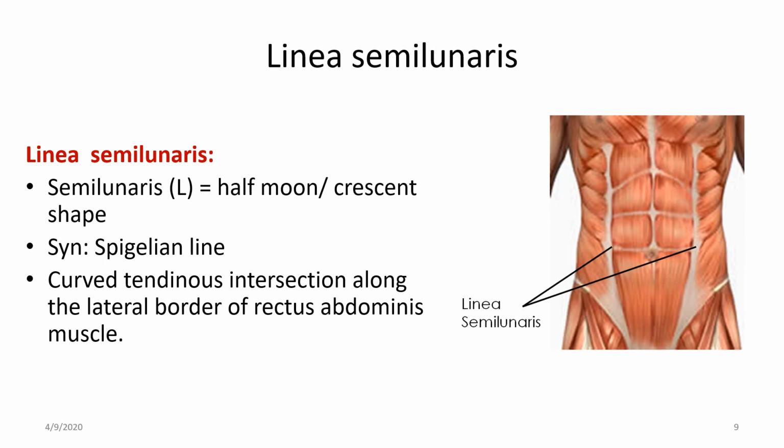Now we will see what is linea semilunaris. You are seeing the two rectus abdominis muscles, and you know that this is the linea alba, a white line here. The tendinous line you are seeing here is the linea semilunaris. In Latin it means half moon or crescent shape.